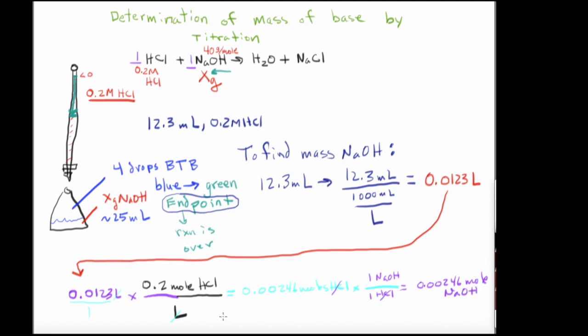Now, to find the grams, one last calculation. We have 0.00246 moles NaOH, and we multiply that times the molar mass, which is demonstrated for you up here at the top of the diagram. So this is going to be times 40 grams per mole of NaOH, and the total will be 0.0984 grams NaOH in the original solution. Note at this step here that moles cancels with moles, and that's how we got the grams.